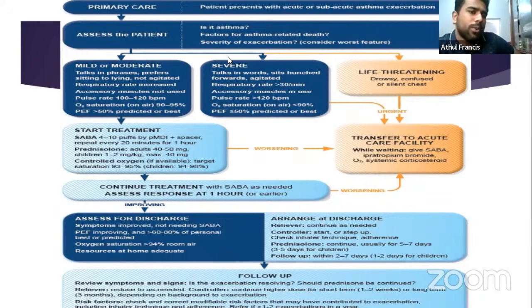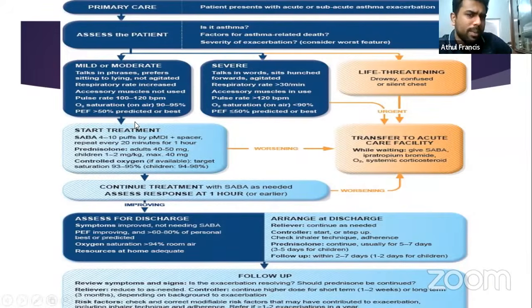So just remember this table, because it's always asked: how do you classify exacerbation of asthma? It's either mild, moderate, or severe. What is different in severe? In severe, your respiratory rate is more than 30, your heart rate is more than 120, you have use of accessory muscles of respiration, your peak expiratory flow is less than 50% of predicted, and you talk in words.